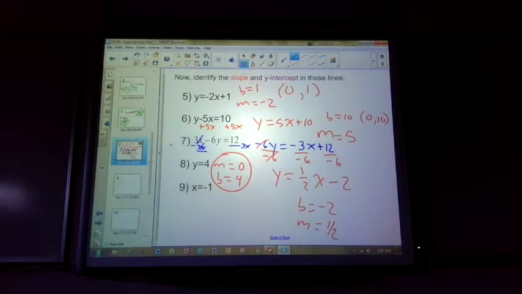All right, x equals negative 1. It's a little different because it's not y equals. You agree? Still with me? Okay, y equals a number is a horizontal line. X equals a number, what do you think it would be? If y equals a number is horizontal, what would x equals a number be? Vertical. And what kind of slope does a vertical line have?